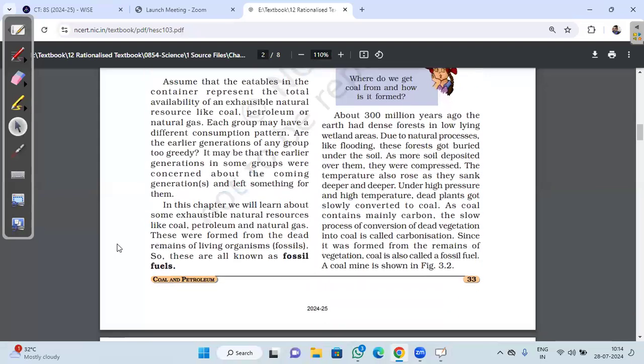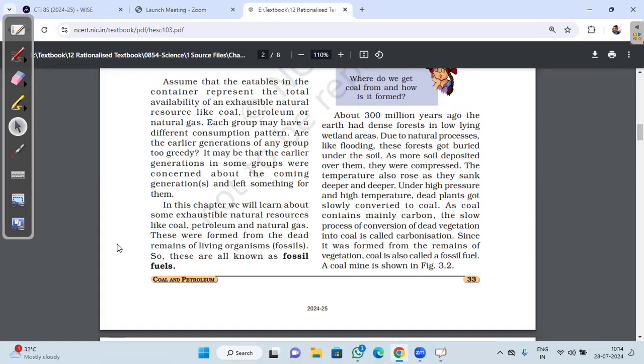Okay. Story of coal. We have already discussed how the coal was formed. Can anyone remind how the coal was formed? Sir, 300 million years ago, there were many forests, and due to floods and earthquakes, the trees got buried and many layers of soil formed on it. And because of high pressure and high temperature, they slowly converted into coal.